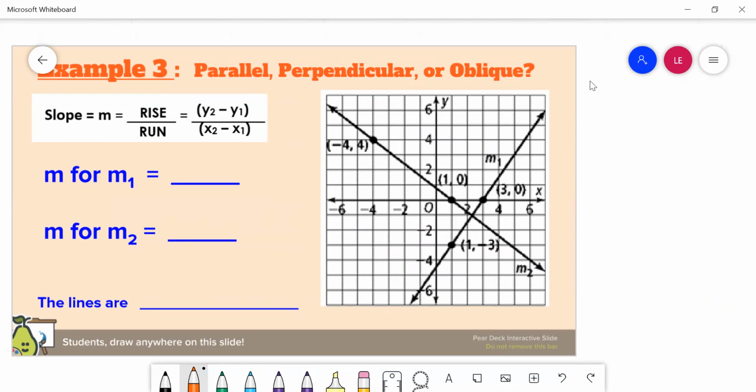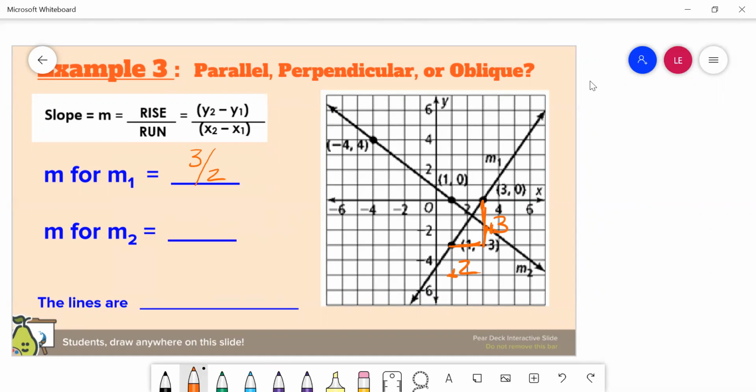When I look at example 3, they look perpendicular, but I'm not sure. So you want to justify that by actually doing the slope of each line. So if I do M1, I'm just going to use the 2 points they gave me because they're close enough. It has a rise of 3, a run of 2. So the slope of line M1 would be 3/2. It has a positive slope going left to right. They both have positive movements.